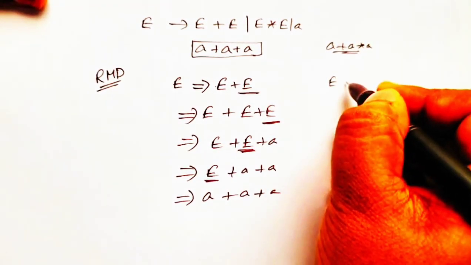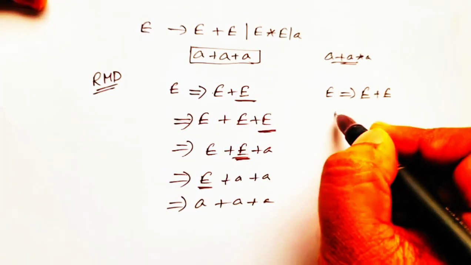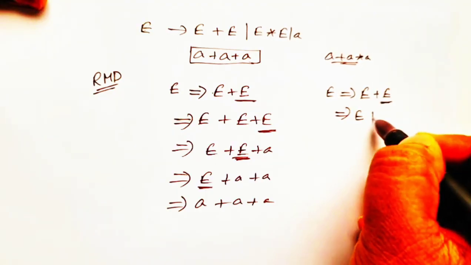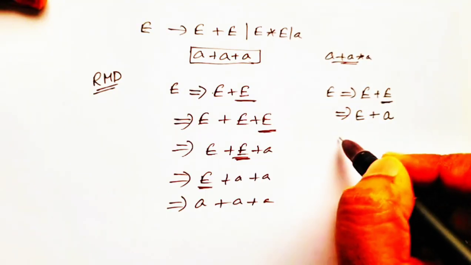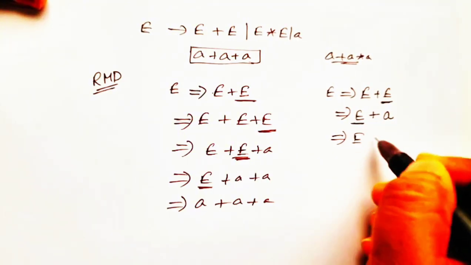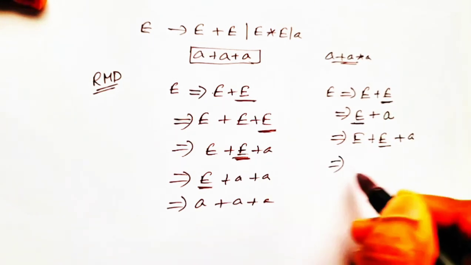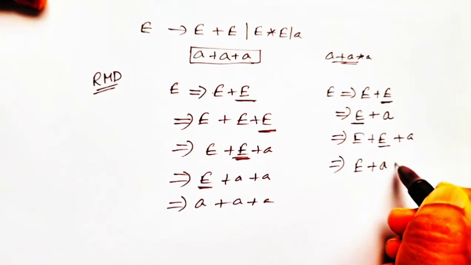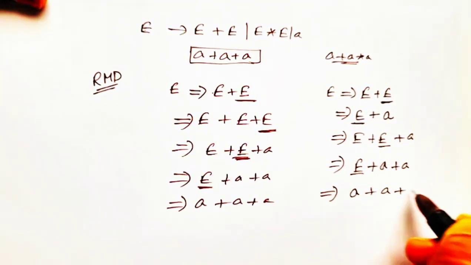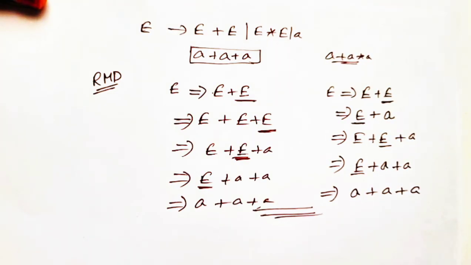Now, one more rightmost derivation. Again I have to take E plus E. Which E I have to replace? This E. I am replacing it with directly a. This E is the rightmost again. You can replace it with E plus E now. The rightmost again is this. I am using the production E goes to a. And then here also I am replacing it with a. See here, you are having more than two rightmost derivations also.